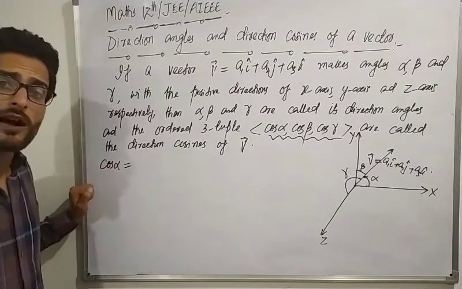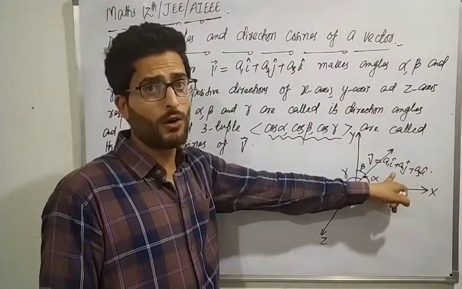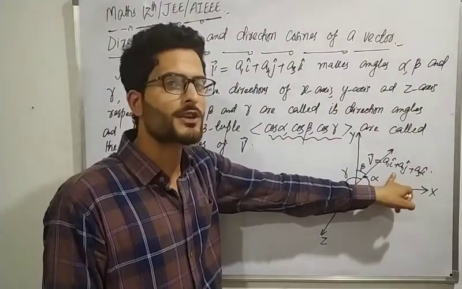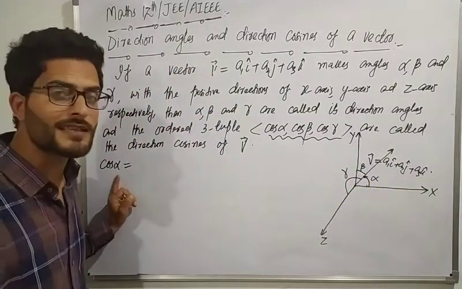That's equal to... अब ये cos alpha किसके बराबर होगा, अगर इस वेक्टर v को एक्सप्रेस किया गया हो इन टर्म्स ऑफ इट्स रेक्टेंगुलर कंपोनेंट्स, तब ये cos alpha जो है फर्स्ट डायरेक्शन कोसाइन जो है ये किसके बराबर आएगा.